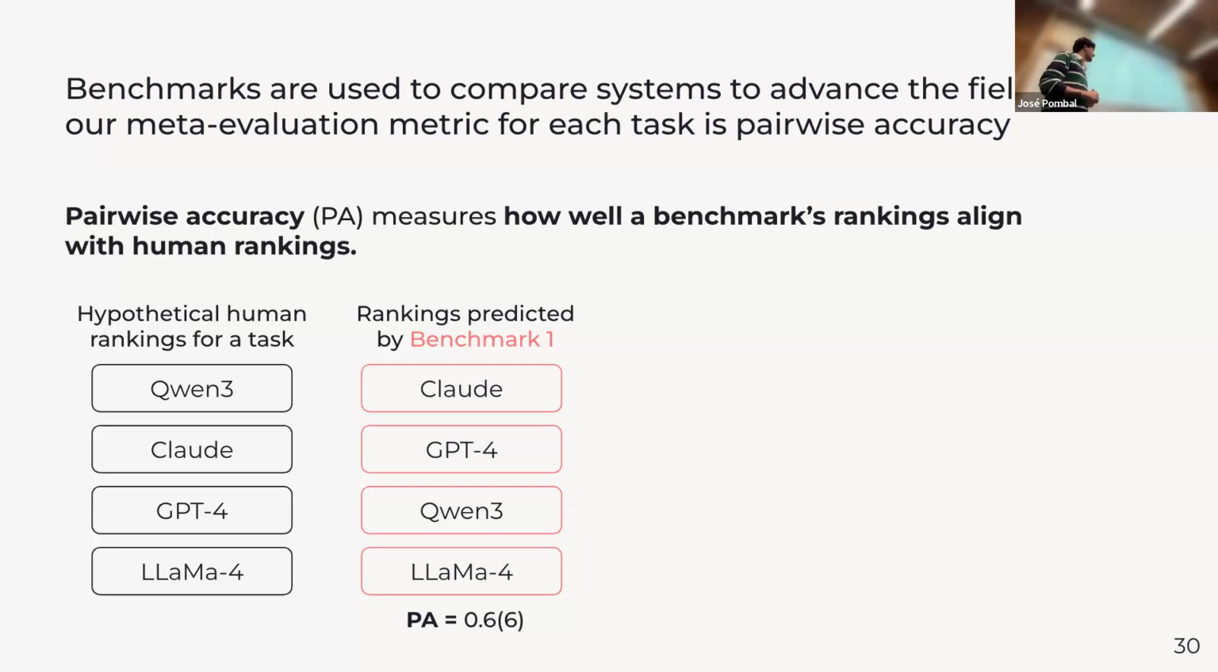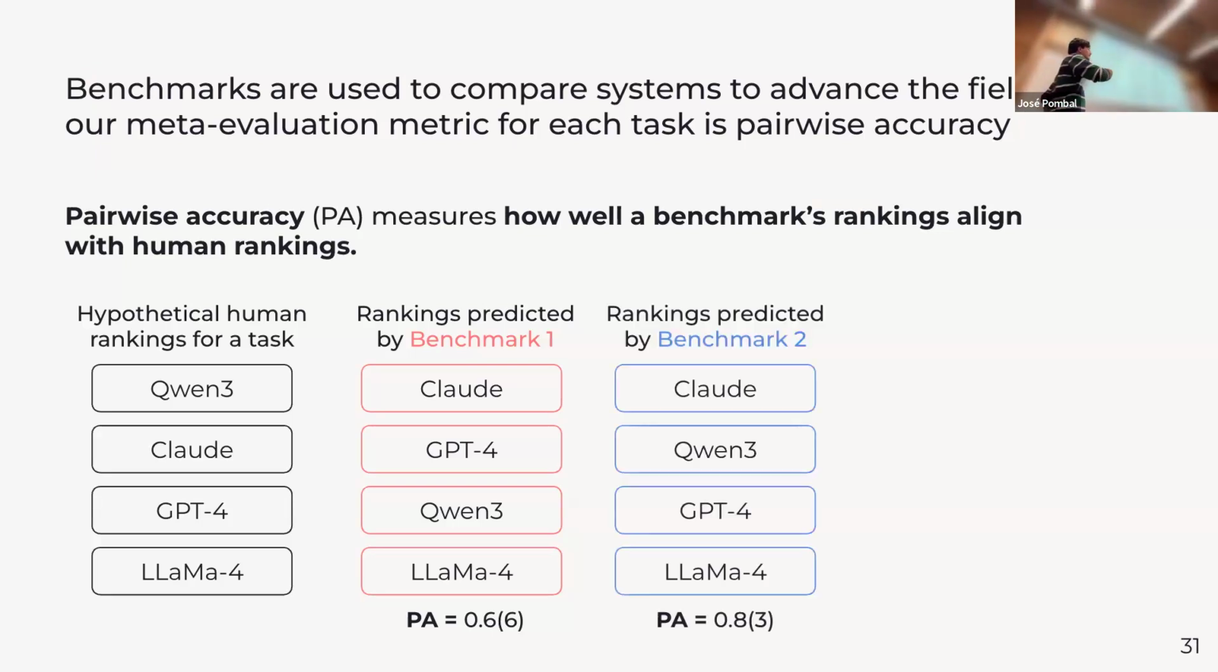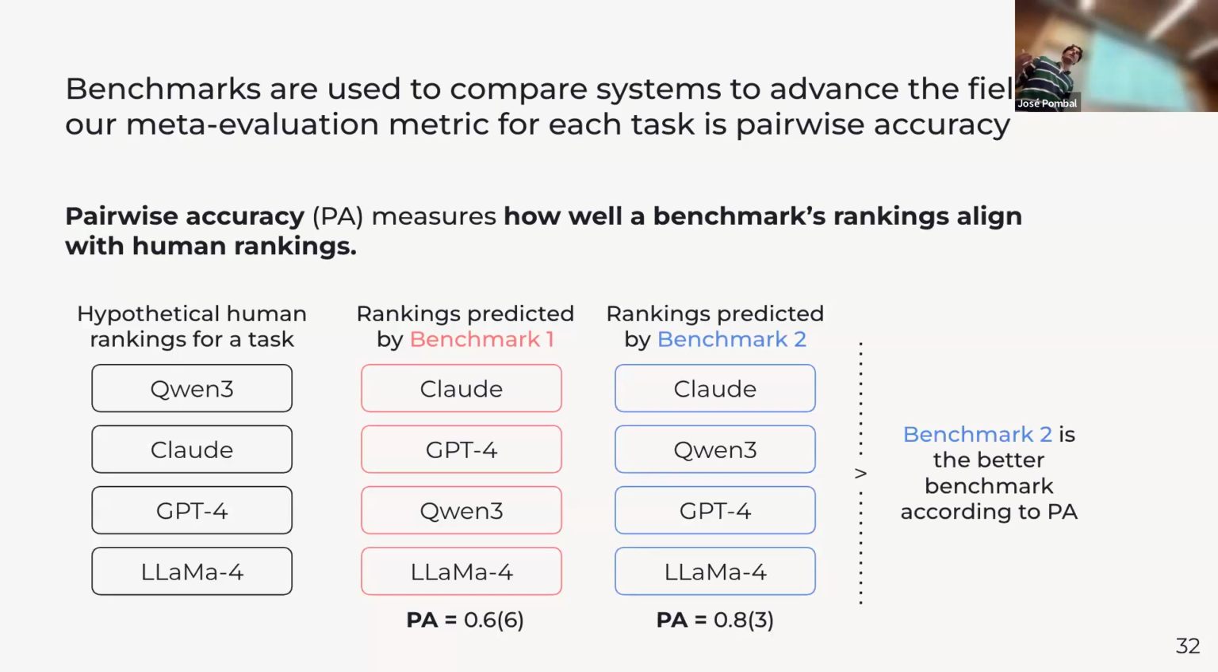The bigger, the better. In this case, benchmark 1, for example, you see right away, Qwen and Claude are not ranked properly by benchmark 1. So there's a loss there. On the other hand, GPT and Llama are ranked properly, etc. You come up with this figure of 0.66 pairwise accuracy. But if you take benchmark 2, which has this ranking, if you do this math, comparing all pairs of models, you come up with 0.83. And this is how our metric says that benchmark 2 is better, okay?